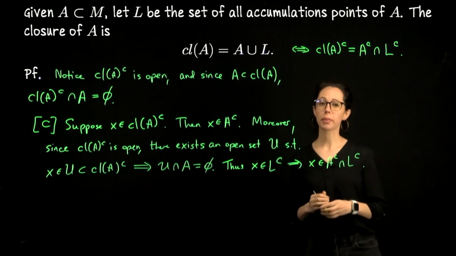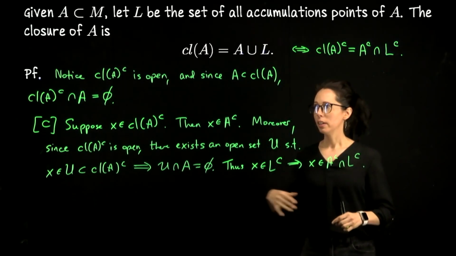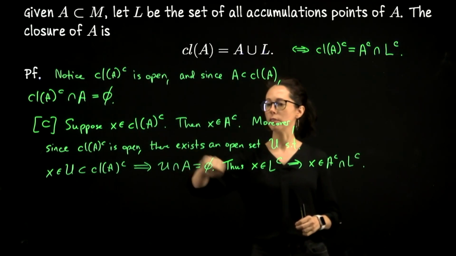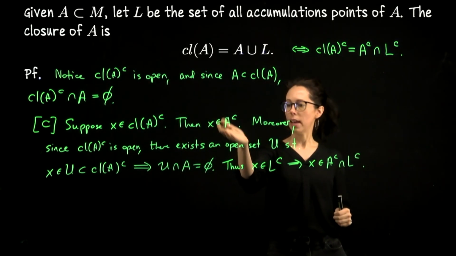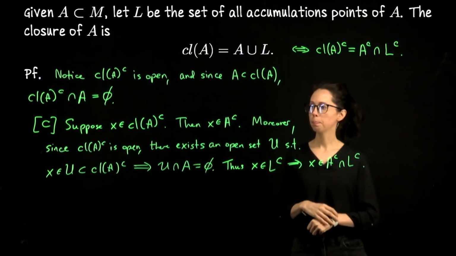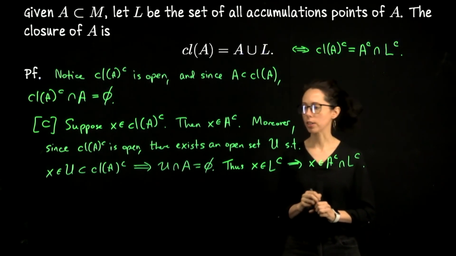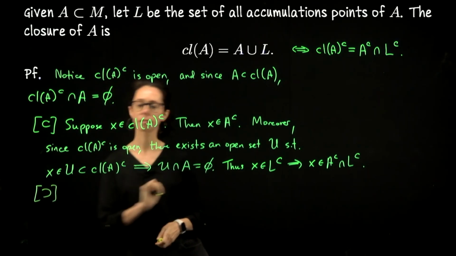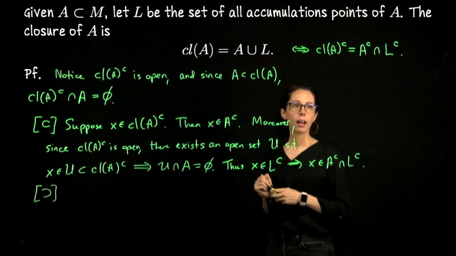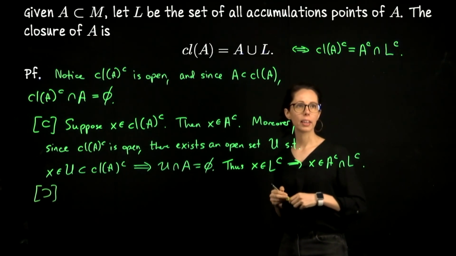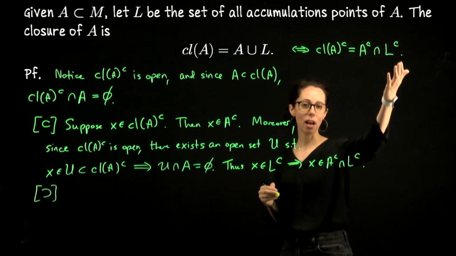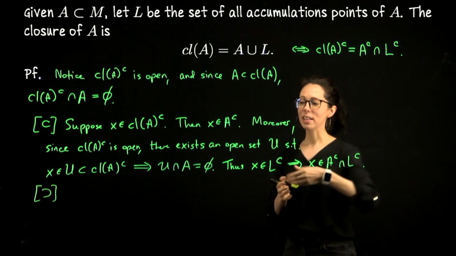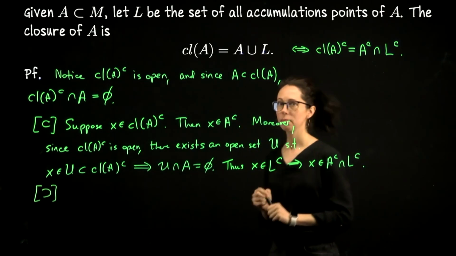I wrote that out in full detail, but this really could be a one-line statement. So, if you pass immediately from this, you figure out X is not in A and it can't be an accumulation point of A. Let's go the other direction. Suppose that Y is not in A and it's not an accumulation point of A. It's going to be this in reverse.